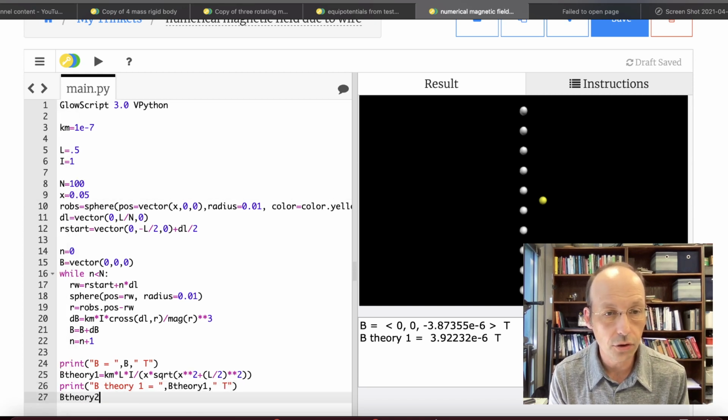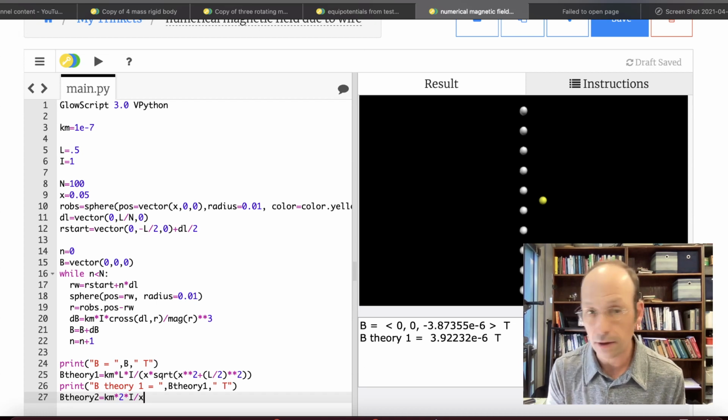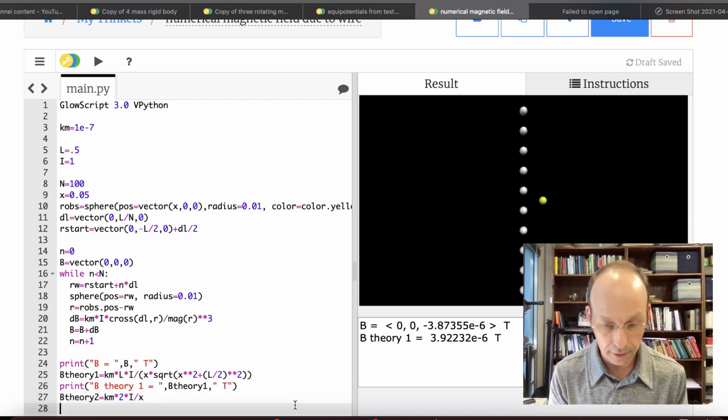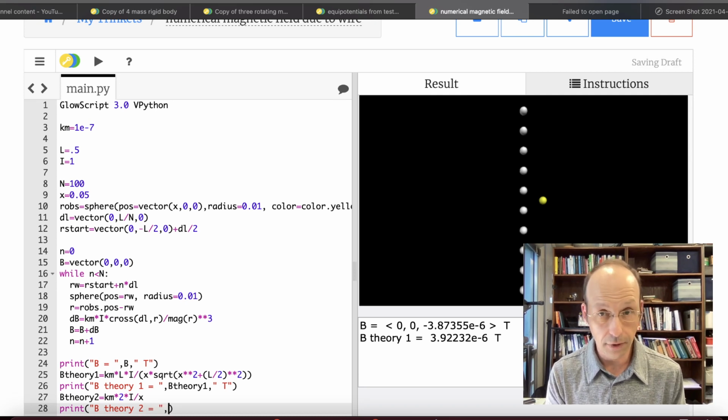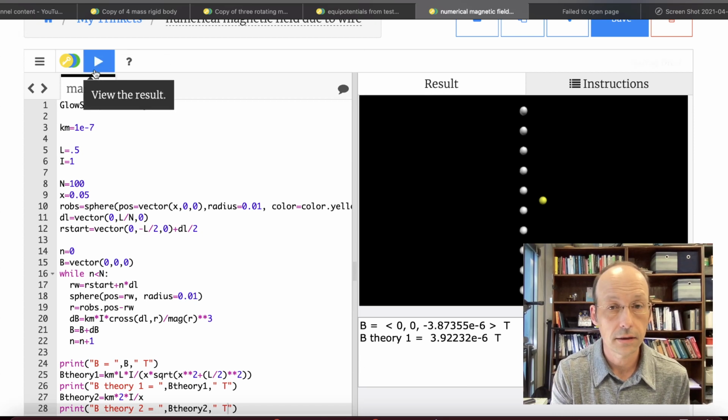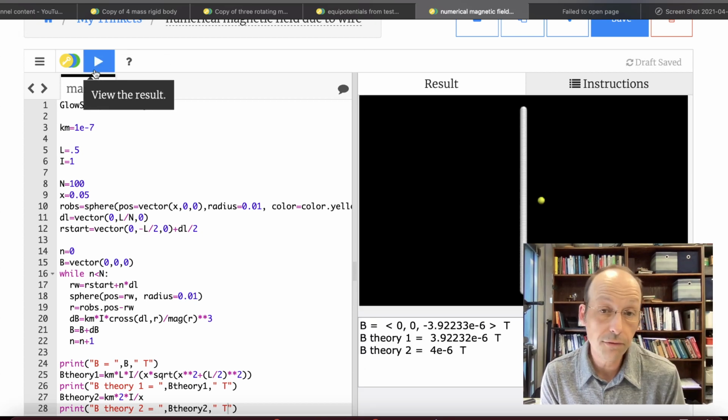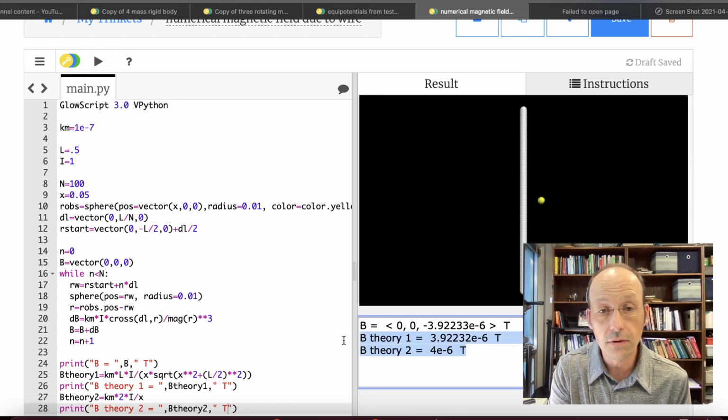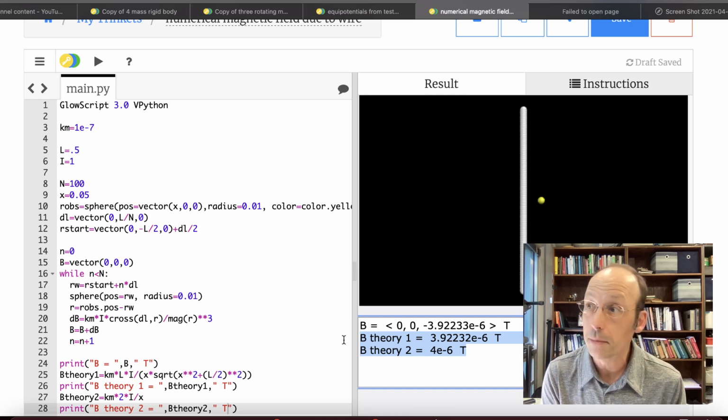B theory 2 is going to be Km times 2 times I divided by R, but in this case R was X. Is that what I had? Yeah, X. And let's say I'm going to print B theory 2 equals, and this is if it's a long wire theory. So B theory 2 Tesla. Okay, so it's fairly close, right? I get 3.9 versus 4. So these two numbers don't even agree. These are the two theoretical values. They don't quite agree, but it's close.